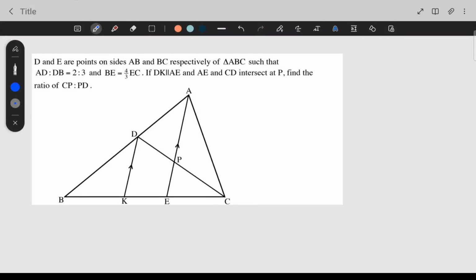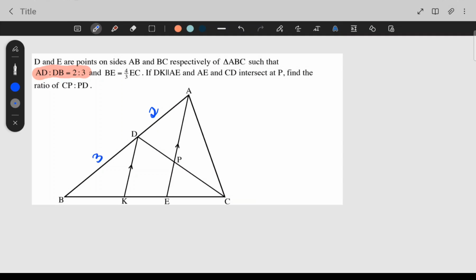Hi, grade 12. So let's look at a more complex example of using the prop theorem. In this example, it says D and E are points on sides AB and BC respectively of triangle ABC such that AD is to DB. So let's highlight that. It says AD is to DB 2 is to 3. So that's a ratio, eh? So AD is 2 and DB is 3.